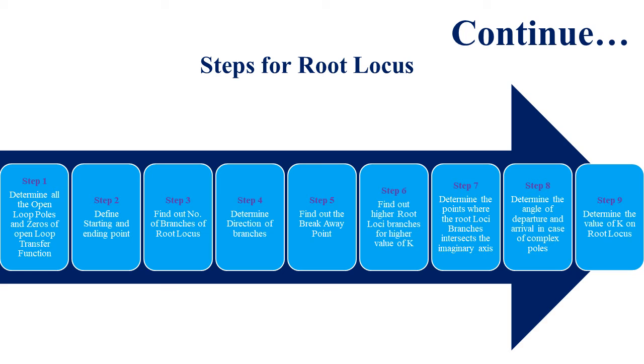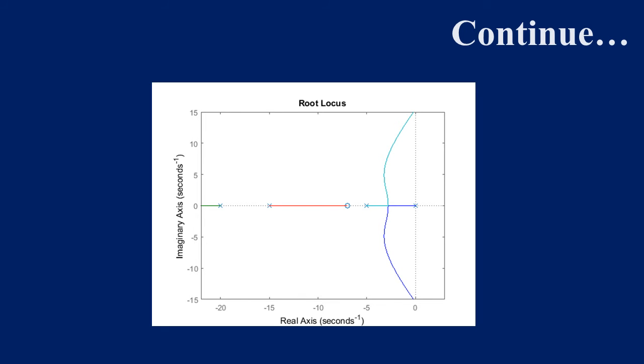Step 7. Determine the point where the root locus branches intersect the imaginary axis. Step 8. Determine the angle of departure and arrival in case of complex poles. Step 9. Determine the values of k in the root locus. Here you can see the root locus of the system, in which you can observe the branches, poles, zeros, asymptotes, and the ending and starting points of the branches of the root locus.